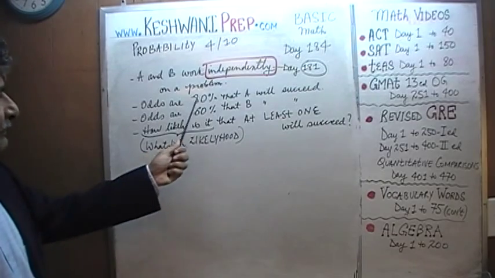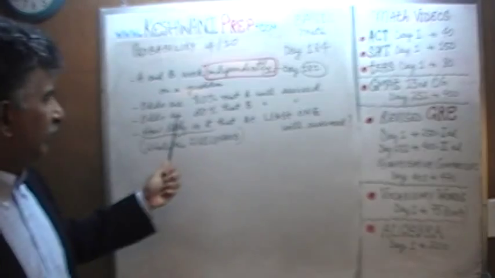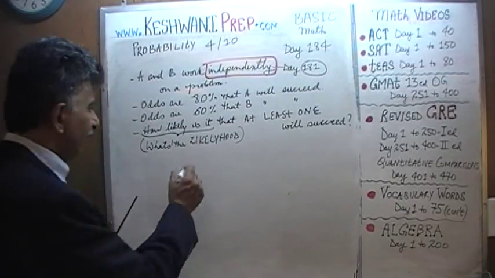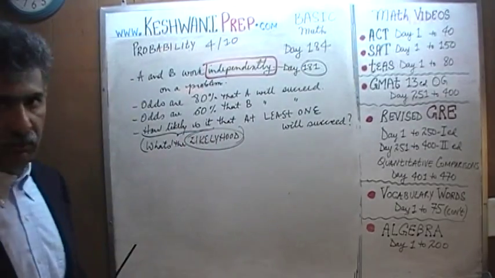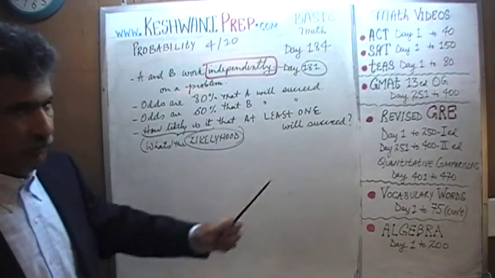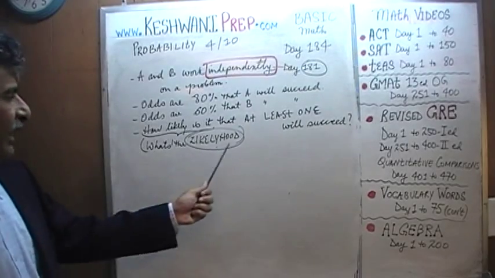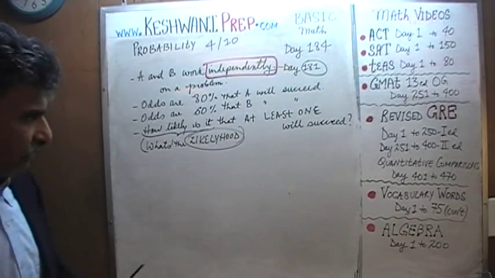We are told that the odds are 80% that A will succeed. We are told that the odds are 60% that B will succeed. The question simply is, what is the likelihood, how likely is it that at least one of them will succeed? Let's find out, shall we?